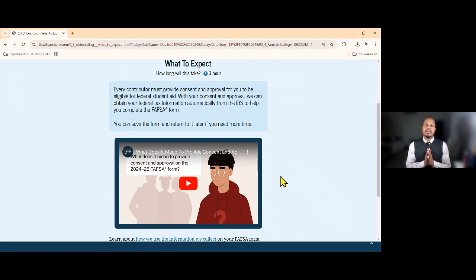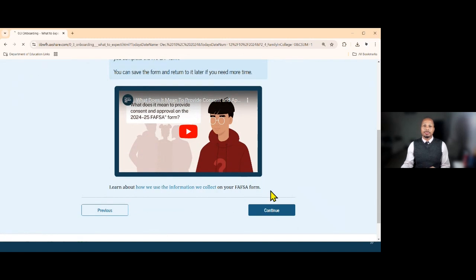And if you decide to not provide consent and approval, then the student will be considered ineligible for federal student aid. So you have to provide that consent and approval in order to get access to federal student aid. So keep that in mind as well.